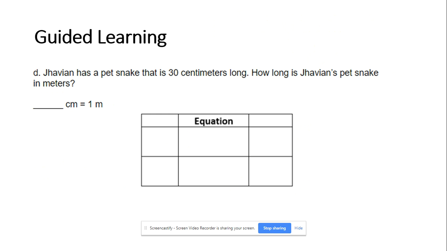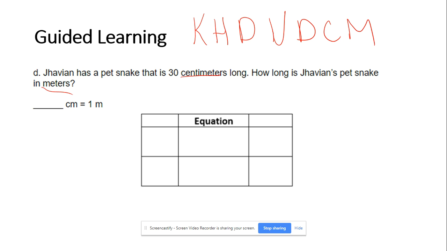Let's try D. Javian has a pet snake that is 30 centimeters long. How long is Javian's pet snake in meters? Okay, so once again, we're doing centimeters to meters. So this is the metric system. So we're going to have King, Henry, died, unusually, drinking, chocolate, milk. We're going from centimeters to meters again. Remember, U means units, and that includes meters, grams, and liters. So we're going over 2 places. Let's multiply by 10 each time. 10 times 10 is 100, which means there's 100 centimeters in 1 meter.